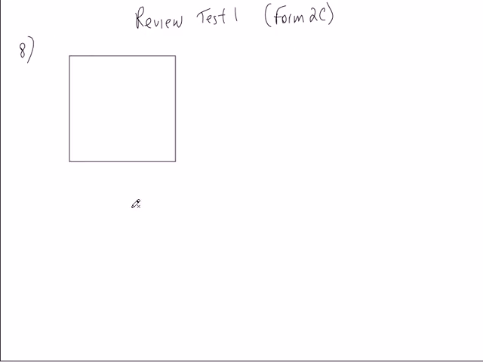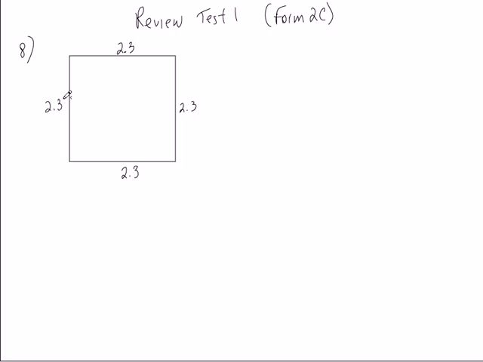Here's number 8. It says a square has a side length of 2.3 feet. So I drew a square, didn't I? If they talk about a square, I draw a square. If they talk about a line segment, I draw a line segment. If they talk about a circle, I draw a circle. And you should do the same. Now it's a square. If one side is 2.3, tell me something about the other sides. They're all 2.3, aren't they? If it's a square. And they told us it was a square.